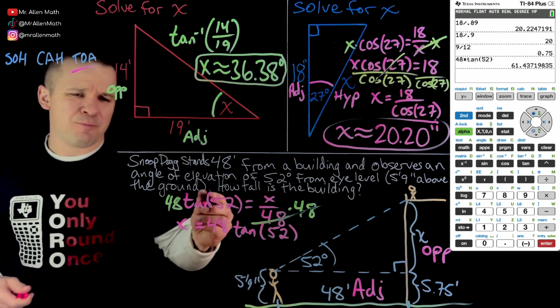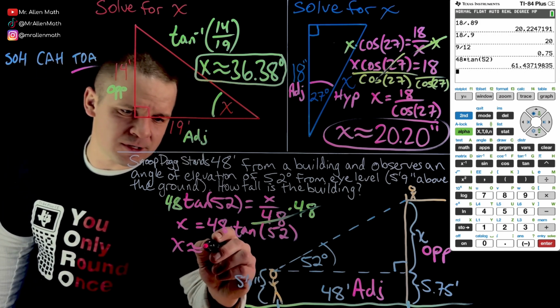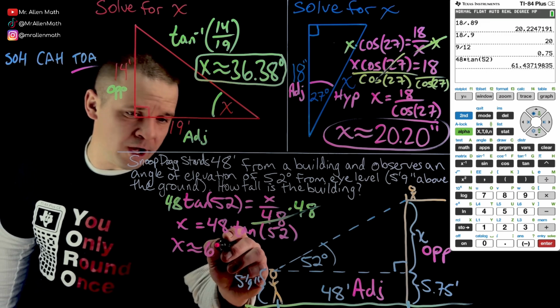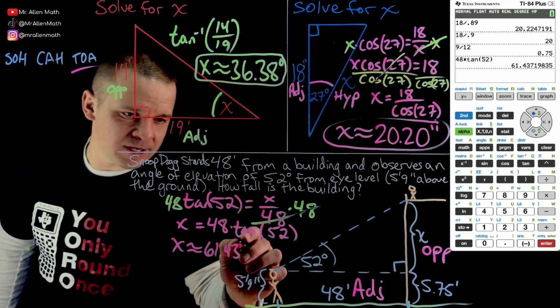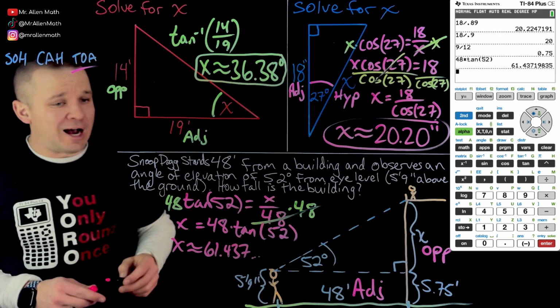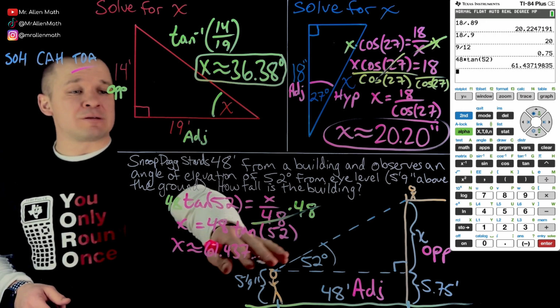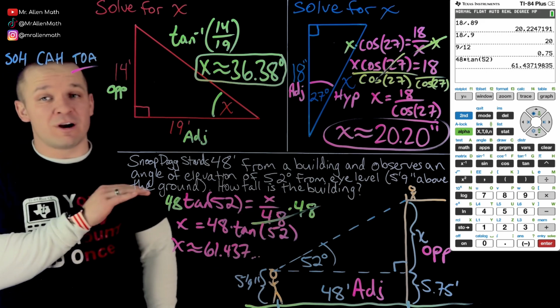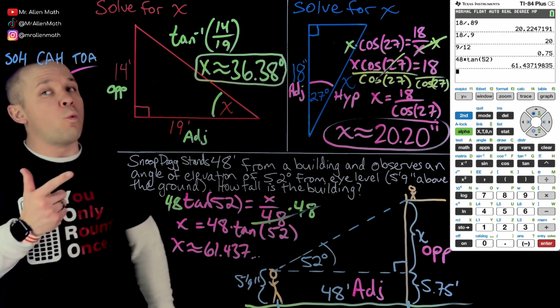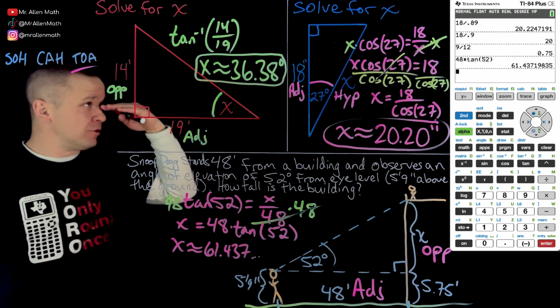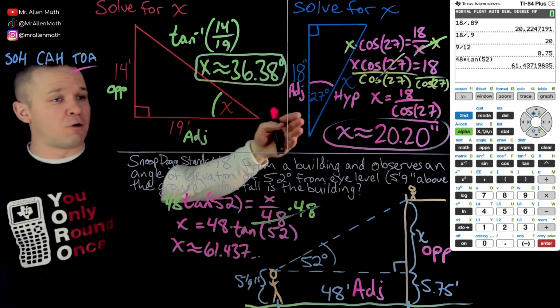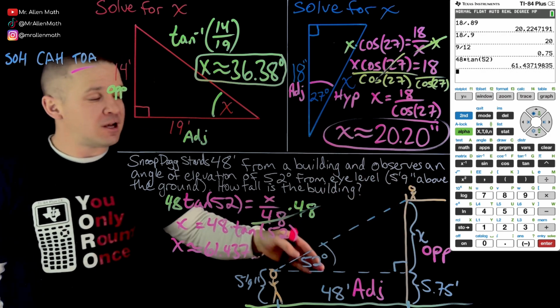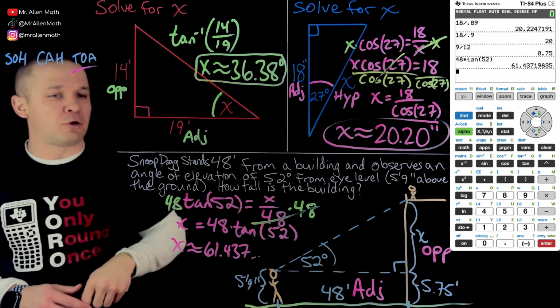I'm going to write it down real quick. X equals 61.437 and change. I always put a little dot, dot, dot with 3 decimals when I'm not done mathing yet, and we are not done mathing yet. What do we have to take into account? The eye level, Snoop's eye level of 5'9" or 5.75 feet. I got to add that to it, and then we get the total building height.